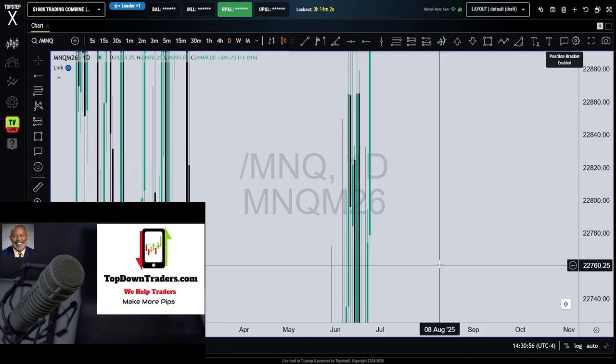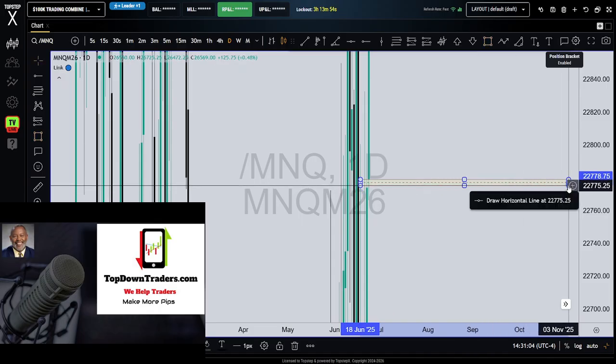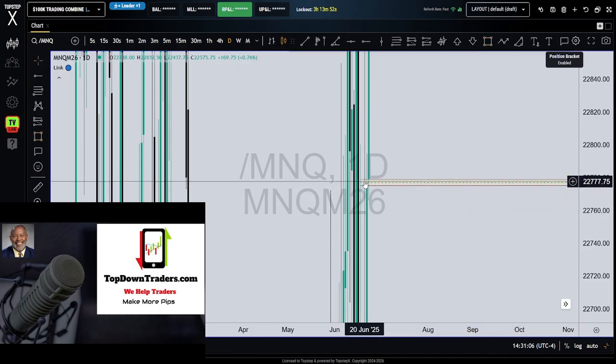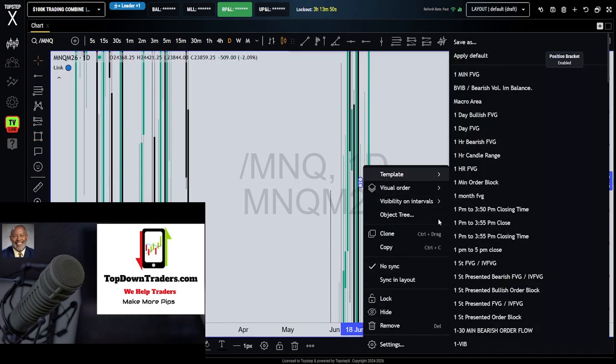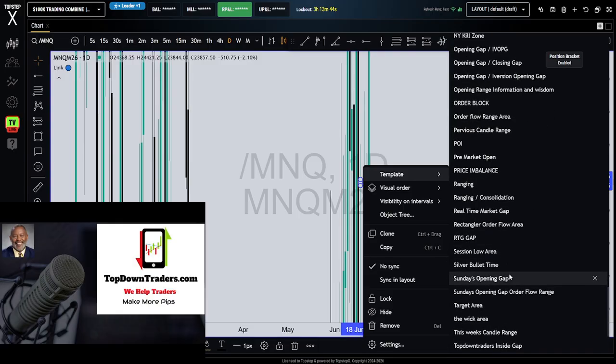We still got further downside. We have another volume imbalance here. I'm going to label it, because price has to come and fill these areas. The question is when. The answer is I don't know. It just will.